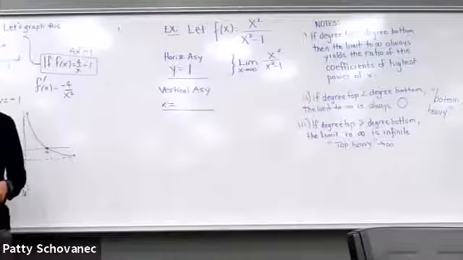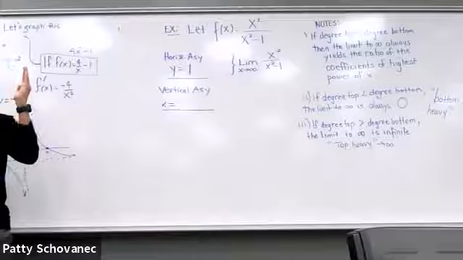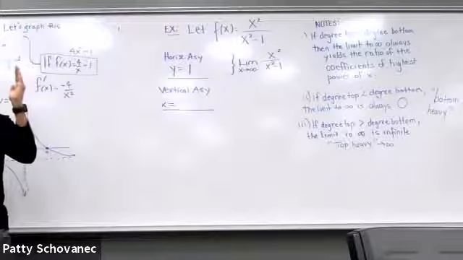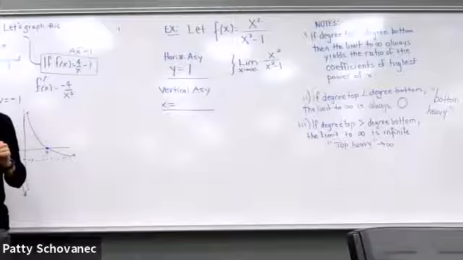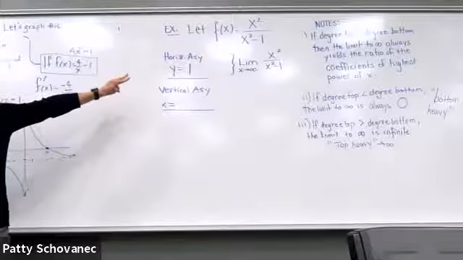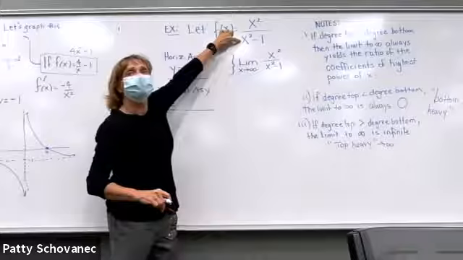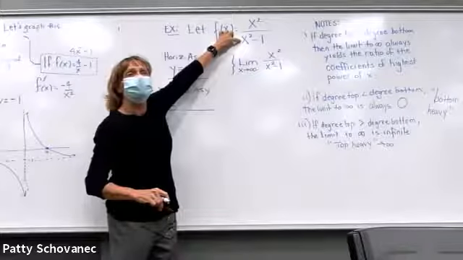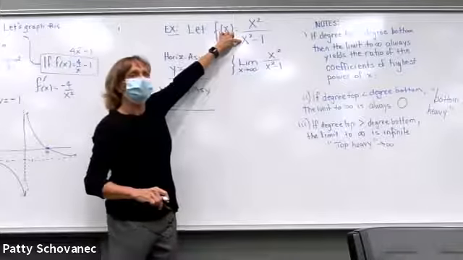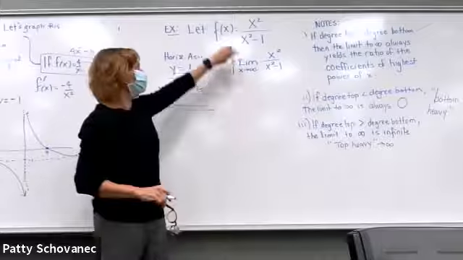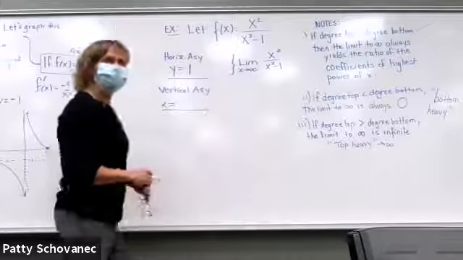Vertical asymptotes occur where there's not a y value. There's no y value where the denominator is 0 and the numerator is not 0. So there's 2 vertical asymptotes. What 2 values of x make this 0? x is 1 and x is -1.